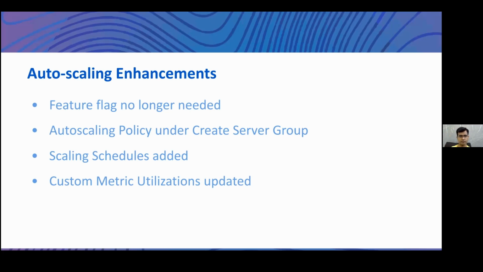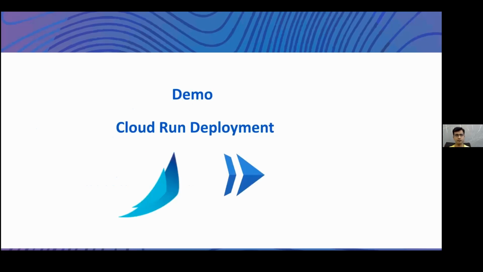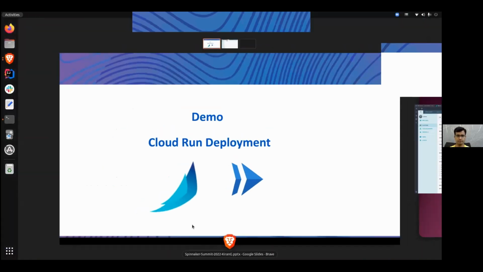Previously only a few fields were there, now it supports all the fields that are available in the Google Cloud Console. So these are the Spinnaker enhancements related to GCP. And let's see the demo of Cloud Run deployment.